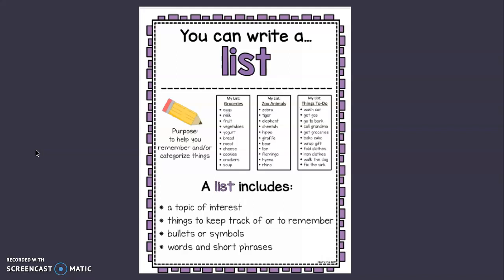So this week you're going to be writing a list about summer things, but we're going to go back and review our list rules. So you can write a list. What is the purpose of our list? Our purpose of the list is to help you remember or categorize things, put things in order.